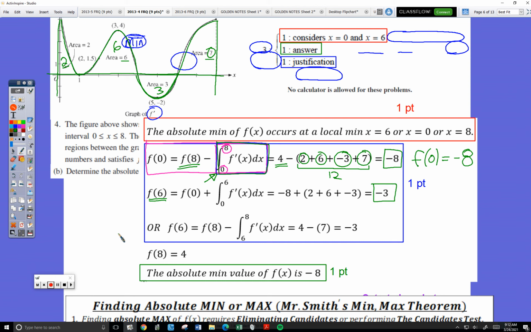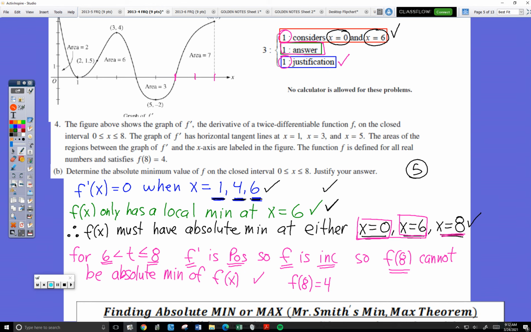So this is just another way to do the integral. You have your conclusion now. The absolute min of f is negative 8. That's 1 point. I would probably have made sure I read the problem one more time, just to make sure I'm not forgetting something. Determine the absolute min of f. Yep, got it. So that problem is worth 3 total points.